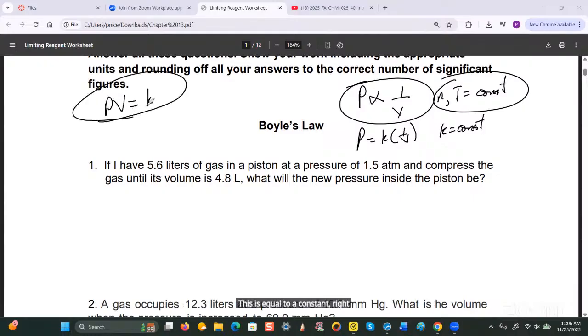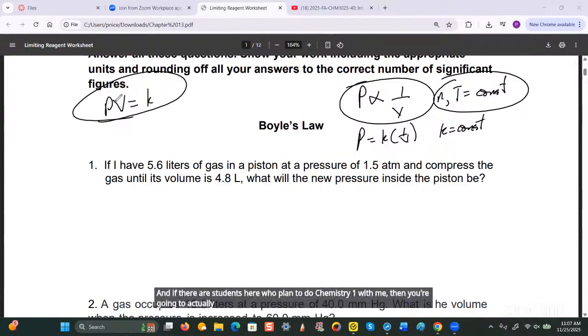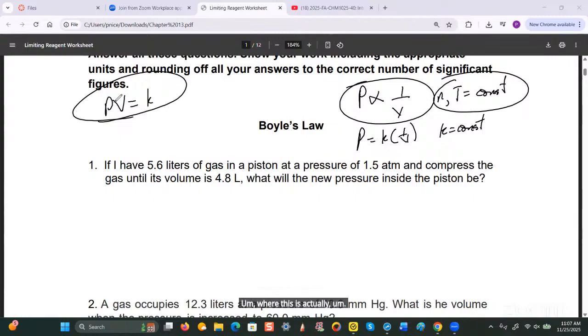So basically what this form is saying is that when you multiply the pressure of a gas by its volume, that would be equal to a constant. And in my general chemistry 1 lab, and if there are students here who plan to do chemistry 1 with me, then you're going to actually get to see one experiment where this is shown to be true, where the product of the pressure and the volume of a gas will be equal to a constant, right?